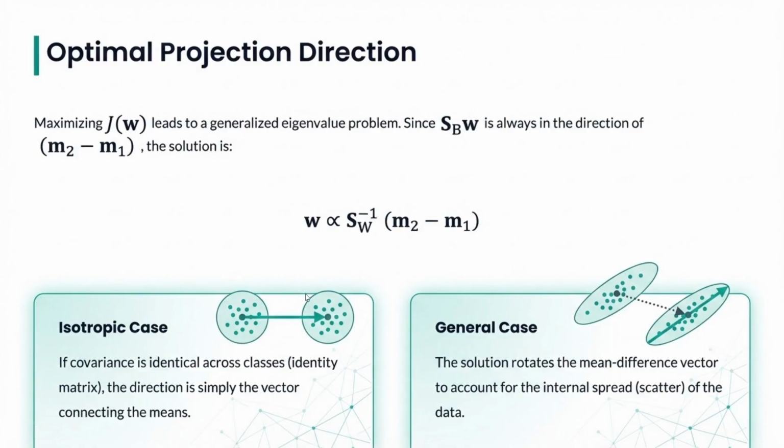So there are two cases, isotropic and general case. What is isotropic? Isotropic is when your spread is equivalent in all classes, if covariance is in both directions, in X and in Y. So if covariance is identical across classes, an identity matrix, the direction is simply the vector connecting the means. But when it is not isotropic, the solution rotates the mean difference vector to account for the internal spread of the data. The direction is not simply the vector connecting the means. There will be a little bit of rotation or change.